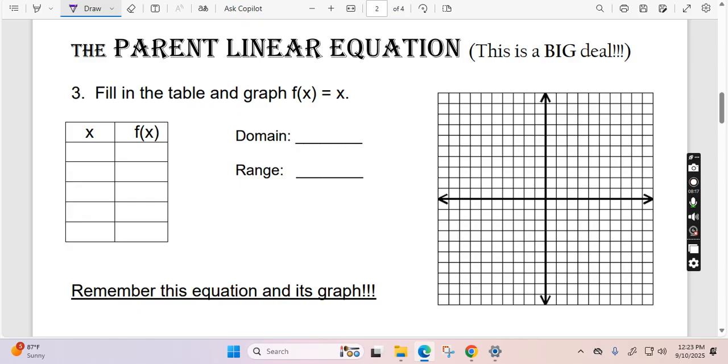Okay, so who has heard of the parent linear equation? Okay, so the parent linear equation is f of x equals x, or y equals x. Okay, so what do y'all think that might look like on a graph? If y equals x, what would our slope be? Where does our slope go in a linear equation?